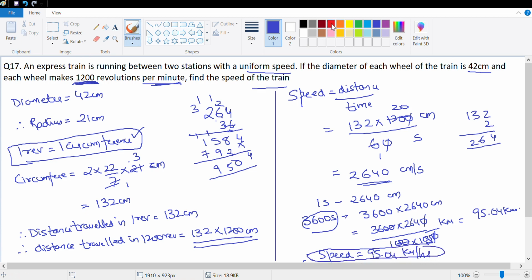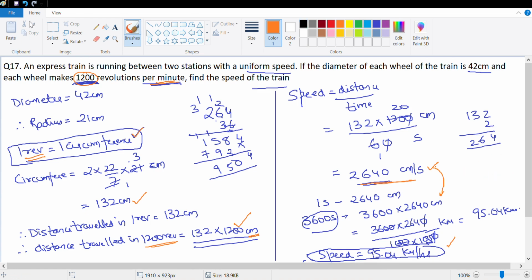So let's just relook at this question. Again, we know that the distance traveled in one revolution is equal to one circumference. So we first calculated one circumference distance, and it says it makes 12 revolutions in 1 minute. So we calculated the distance traveled in 1200 revolutions. This gave us the total distance in centimeter. We know speed is equal to distance upon time. We converted this in centimeter per second, and then we converted centimeter per second into kilometer per hour. So the speed of the train is 95.04 kilometer per hour.